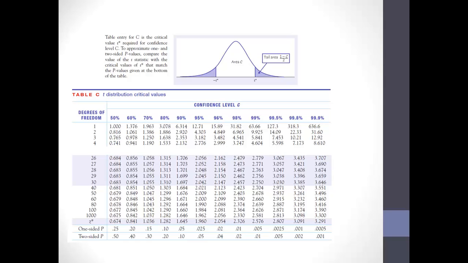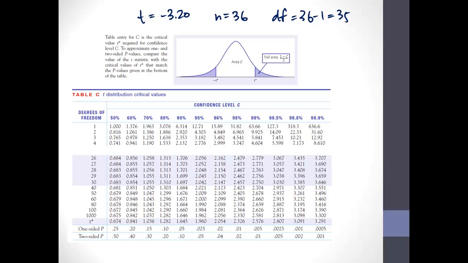So remember that our t is negative 3.20, and n is equal to 36. So what are the degrees of freedom going to be here for this example? Right, 36 minus 1, which equals 35. So I need to go onto the table and find the row that corresponds to 35.